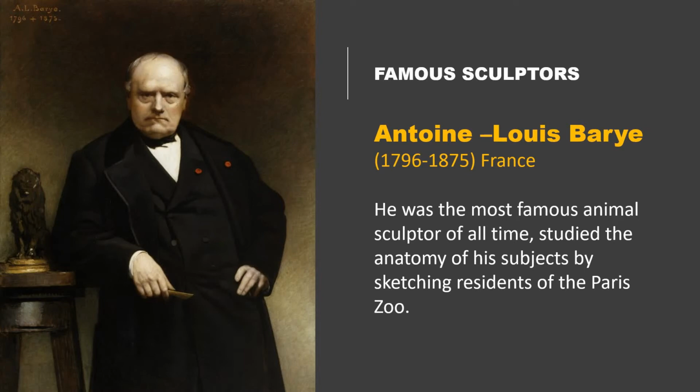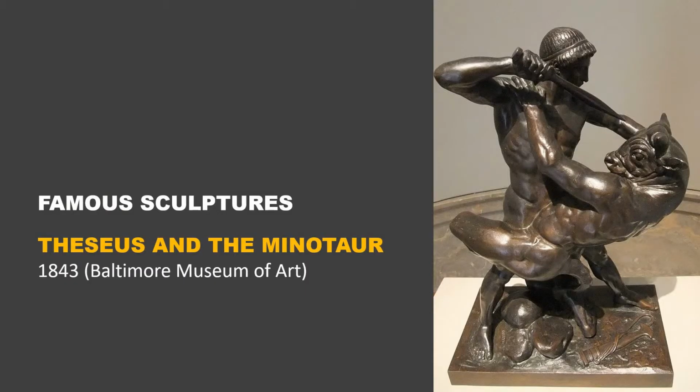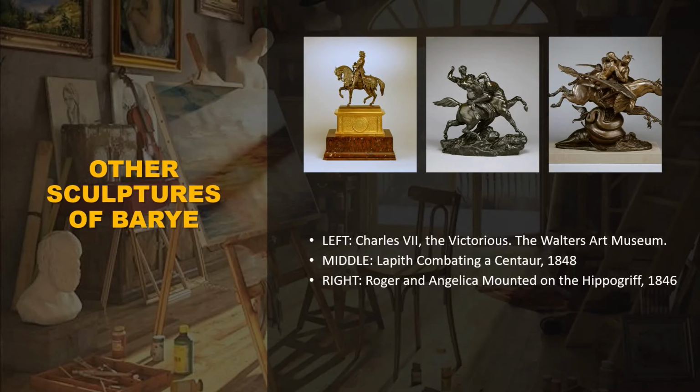We have Antoine-Louis Barye of France. He was the most famous animal sculptor of all time. He studied the anatomy of his subjects by sketching the residents of the Paris Zoo. Here are his famous sculptures. We have Hercules sitting on a bull, now at the National Museum in Warsaw. The next one, we have Theseus and the Minotaur, now displayed at the Baltimore Museum of Art.